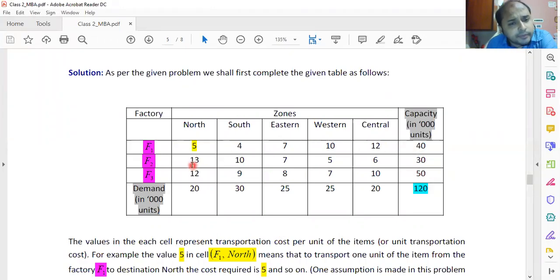How many items are being produced? You were asking me how many items are being produced in the factory F1. X11, I'm saying 10 items. How many items are being produced in this cell? No items. In this cell, what is the value? 20. In this cell, nothing. In this cell, 10. Now you see, 10 plus 20 plus 10 is 40. You have to adjust all the figures in such a way that this total, this total, that total, they're all the same. These are called the factory constraints and destination constraints.